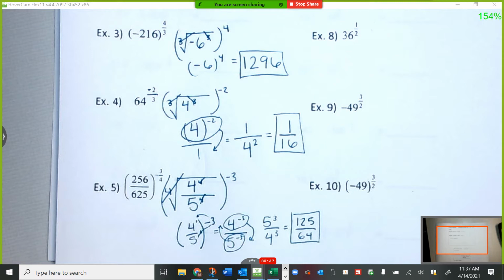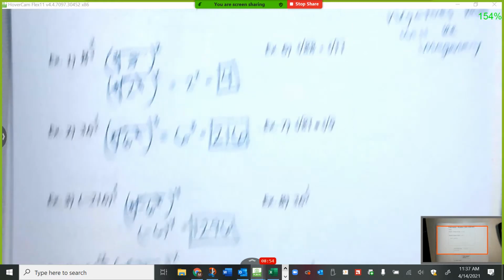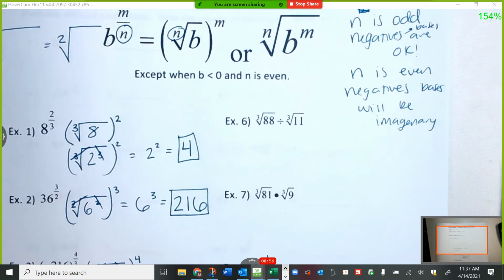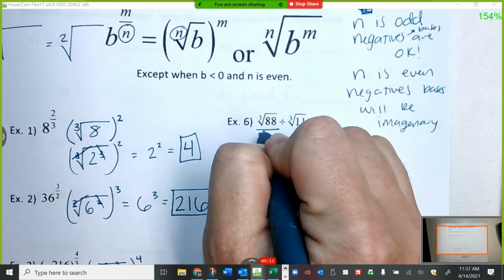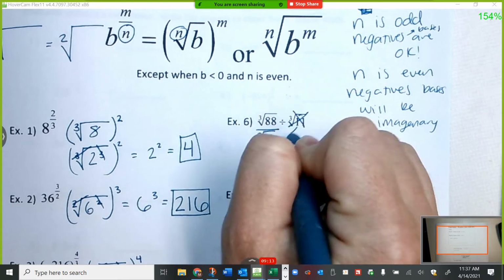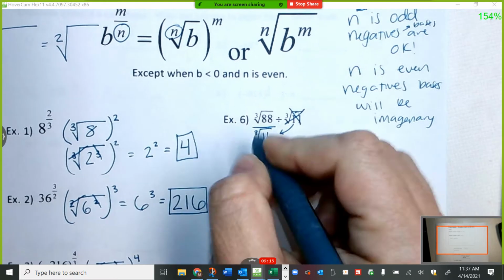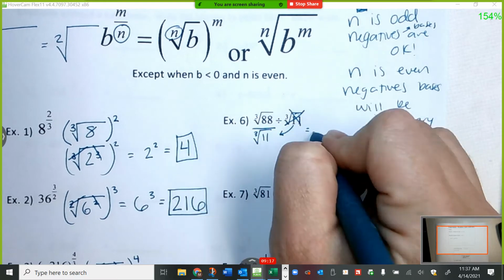Okay, so those are done. Let's look at number 6. Now, this one's set up a little differently, but I want you to realize nothing changes. I want you to realize their roots are what? They're the same. They're both cube roots, right? Therefore, we can combine them. Well, another way to write division is with a fraction. So I'm going to cancel this and move it down. And then since they both have a cube root, I can put them under the same house.